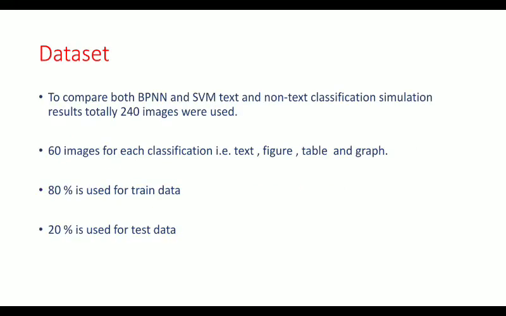The data set used in this mini project contains 240 images, 60 images for each class. That means text 60 images, and figure, table and graph, for these three classes also 60 images each, and 80% is used for training data and 20% is used for test data. By using this test data we need to find the accuracy for the backpropagation neural network and support vector machines. This is our main motto.